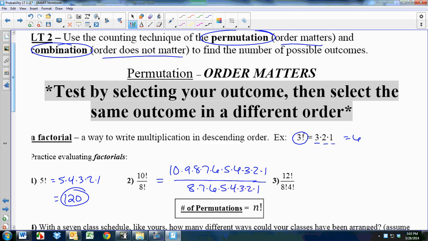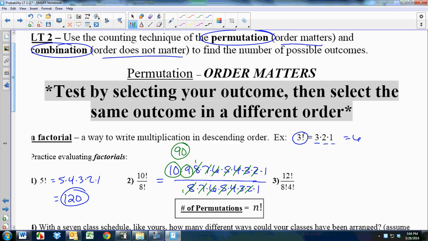In a fraction, a lot of these numbers are going to cancel. 8 and 8 are going to reduce to 1. 7 and 7, 6 and 6, 5 and 5, 4 and 4, 3 and 3, 2 and 2, and of course 1 and 1 already reduces to 1, leaving us with only 2 numbers, 10 times 9. So 10 factorial divided by 8 factorial is just 90.